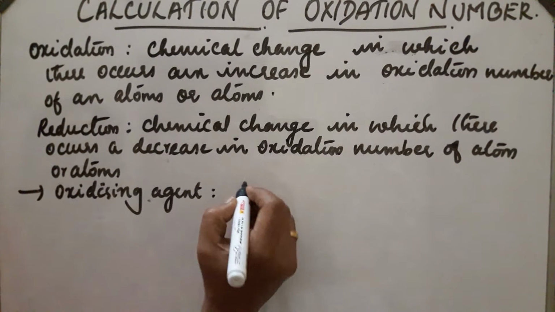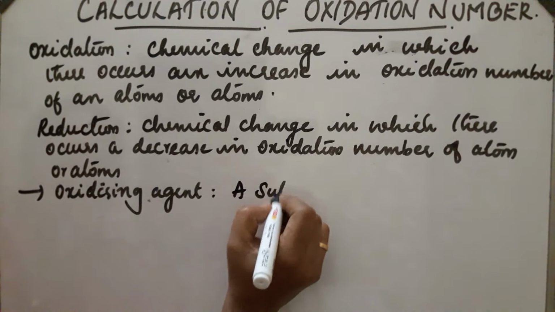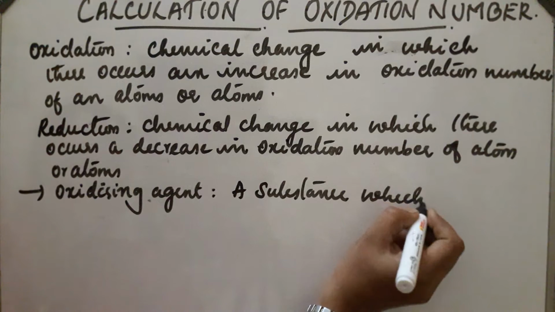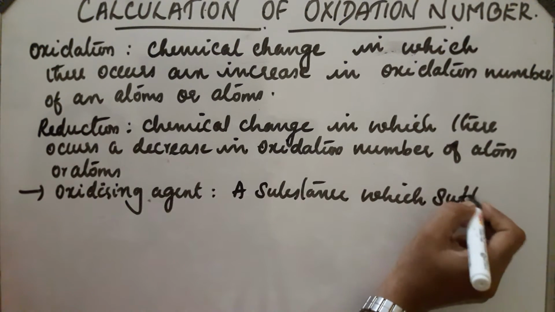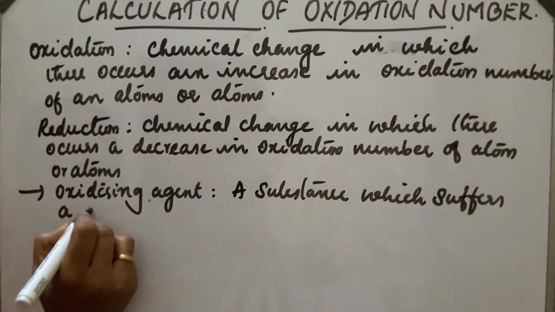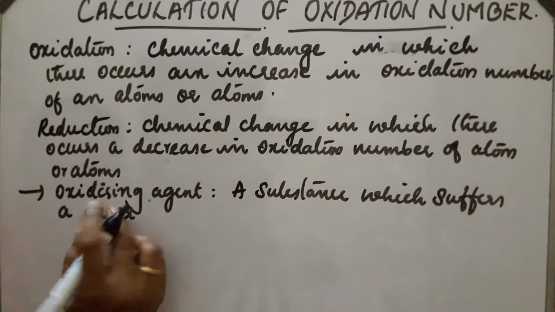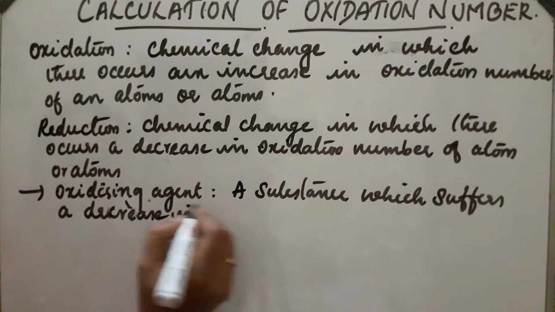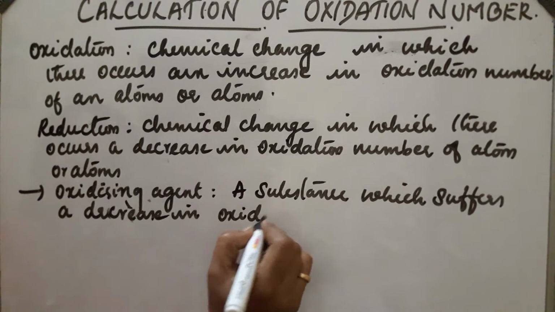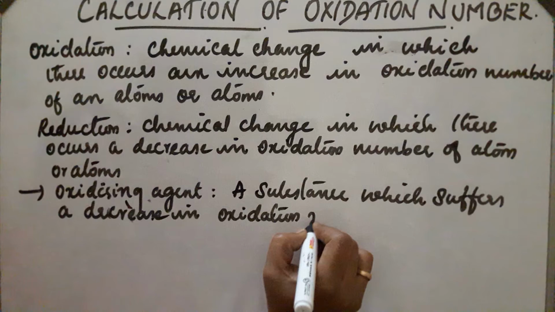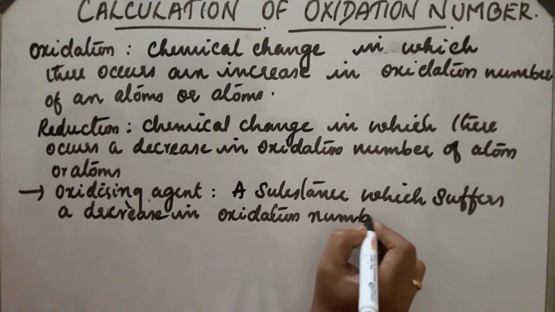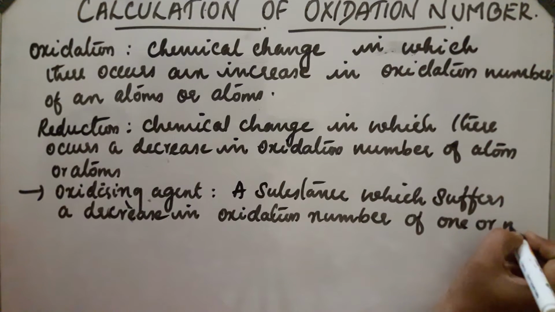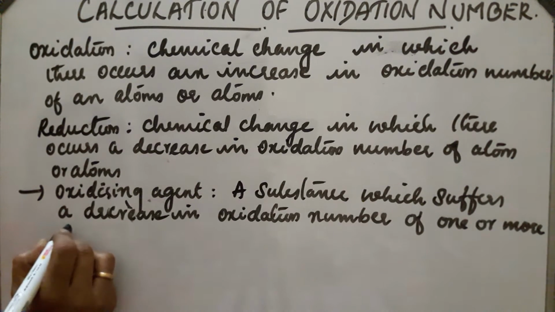So an oxidizing agent is a substance which suffers a decrease in oxidation number of one or more of its elements.